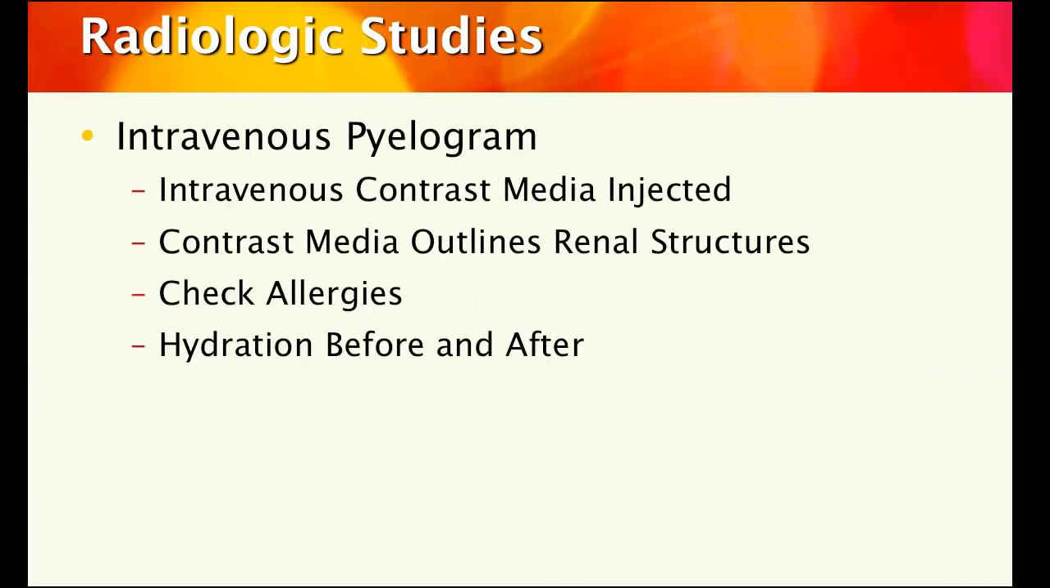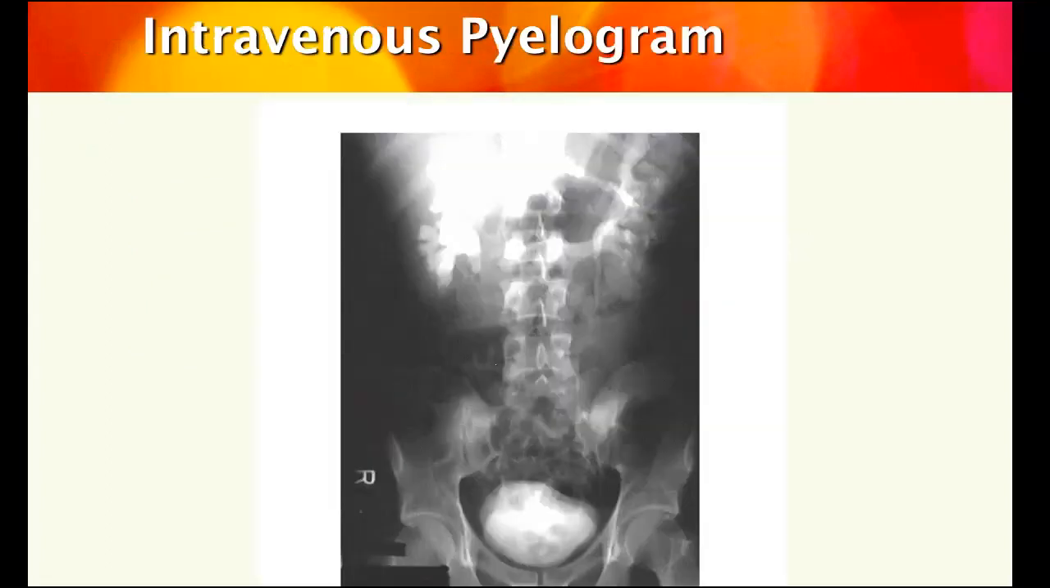The intravenous pyelogram, this is where the IV contrast is injected into the IV site, and the contrast media is going to outline your renal structures. Again, before you give this patient the dye, you want to make sure you check allergies, and we're going to hydrate the patient before and after. Hydration before, especially if we're dealing with an elderly patient that may have contrast-induced nephropathy, and we hydrate the patient afterwards so that we can clear the contrast from their body. This is a picture of an IV pyelogram, so you can kind of see where the dye is up in the upper extremities. And like I said, they'll take a series of pictures here, and they'll trace the dye throughout the entire renal system.